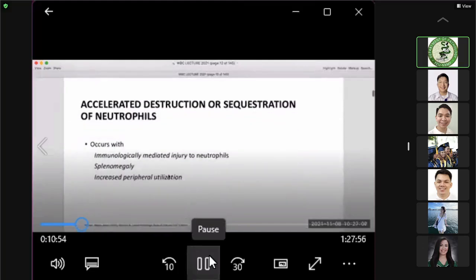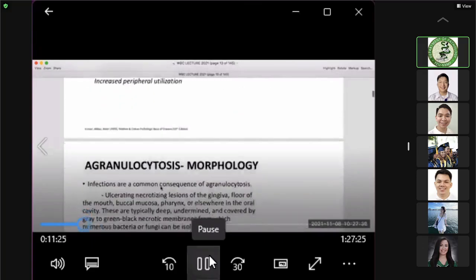In cases of accelerated destruction or sequestration of neutrophils, this occurs with immunologically mediated injury to neutrophils. In certain cases, there is splenomegaly, wherein cells are trapped within the spleen. And then if there is increased peripheral utilization, for example, severe bacterial infection, wherein there is an increased peripheral utilization of neutrophils.